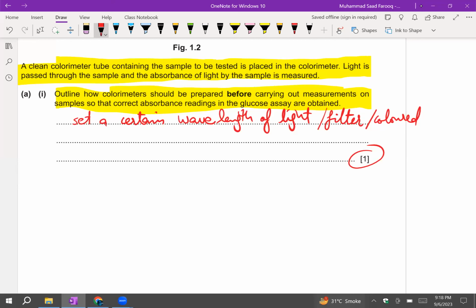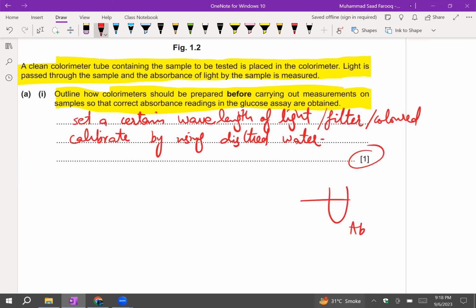Then we can say that we need to calibrate our colorimeter by using distilled water. If we are using distilled water and our absorbance is zero, that means that yes, our colorimeter is working all fine. Right.